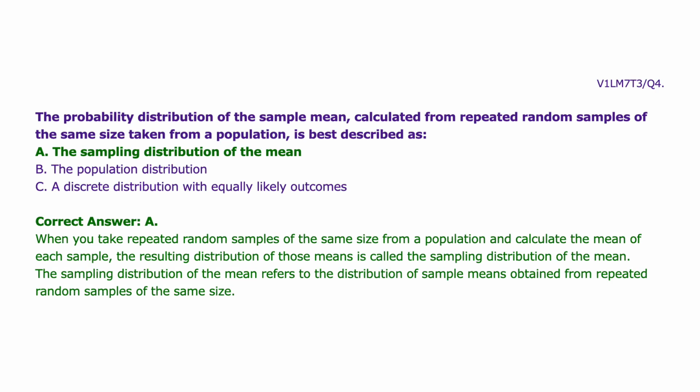The distribution formed by repeated sample means is the sampling distribution of the mean. It specifically describes how the sample mean behaves across repeated random samples, not the raw population data, or a uniform distribution.